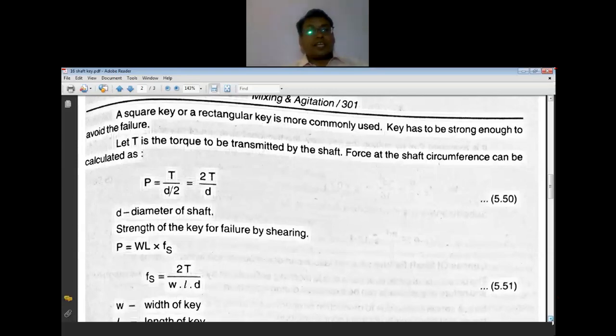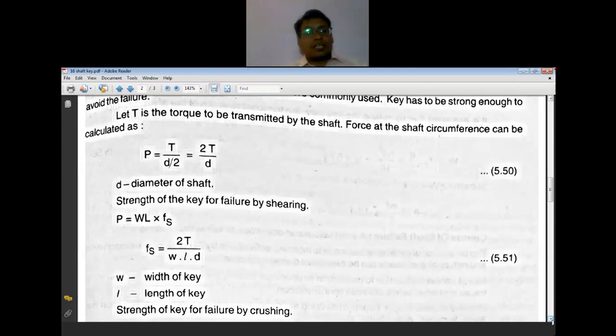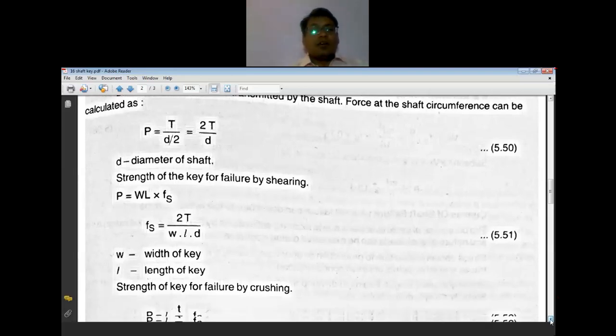So a square key or a rectangular key is more common. The key has to be strong enough to avoid failure. This is the most important thing to be understood. Let T be the torque, the same terminology, the torque to be transmitted by the shaft. This torque is transmitted by the shaft, and the force at the shaft can be calculated as this force P, which is equal to T into D by 2.